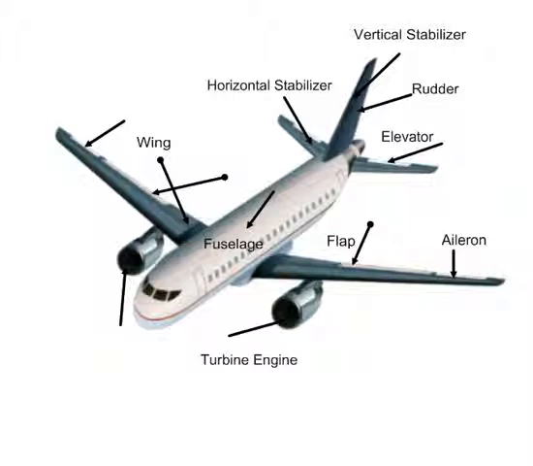Okay, then in the very front of the plane we have the cockpit, and the cockpit is where you would find the pilot and the co-pilot. That's where they would be.